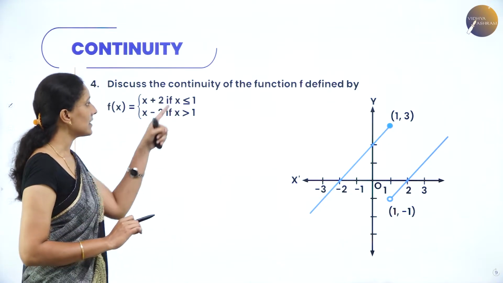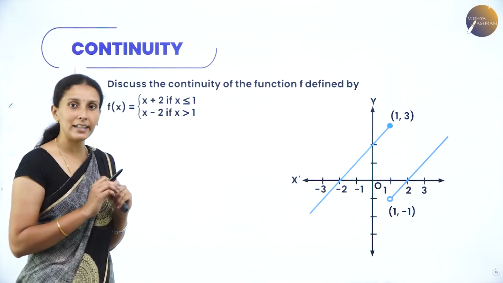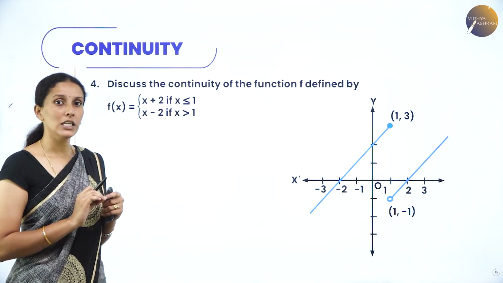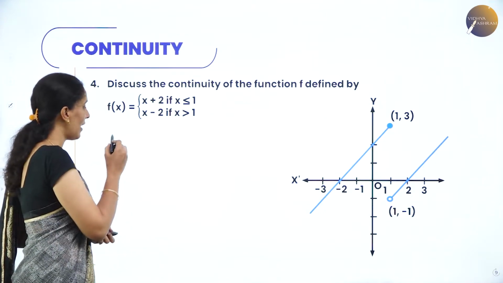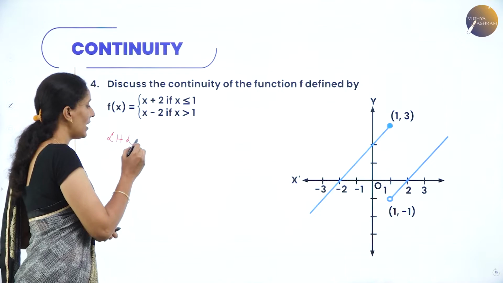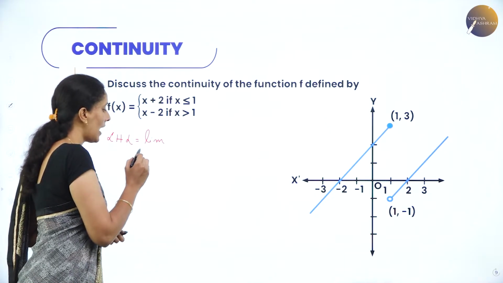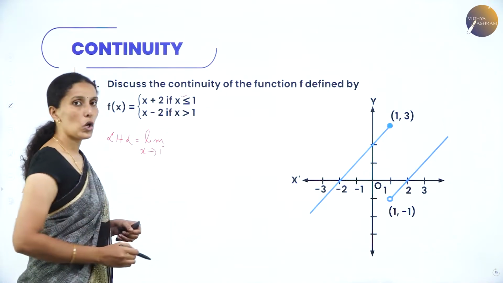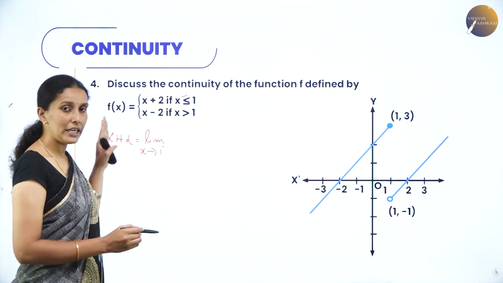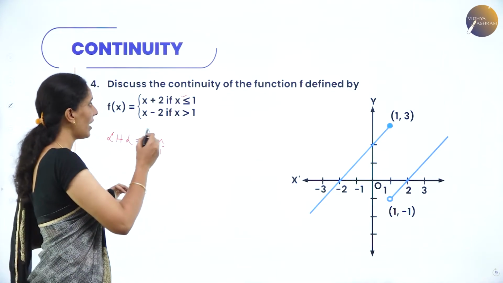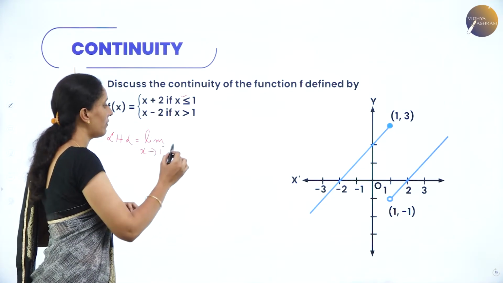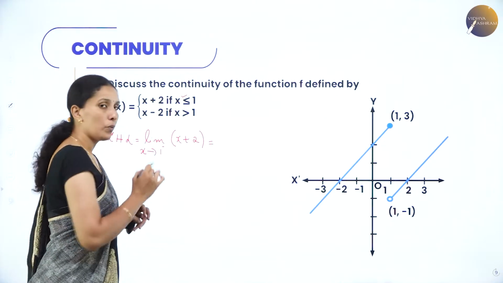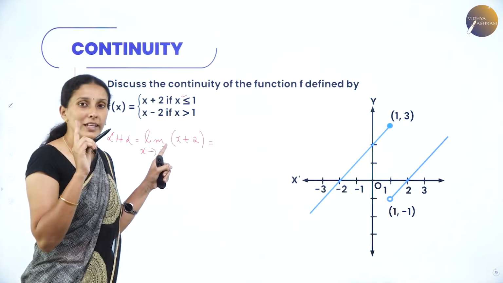Since I already told you, whenever less than and greater than are used inside the function definition, take the left hand limit as well as the right hand limit. So let us take the left hand limit. The left hand limit is the limit of the function as x tends to 1 minus, that is x less than 1, which denotes the left hand limit, behind 1, which is the left hand side. Whenever x is less than 1, the function is defined in the form of x plus 2. So when you put x is equal to 1, the minus indicates only the left hand limit.